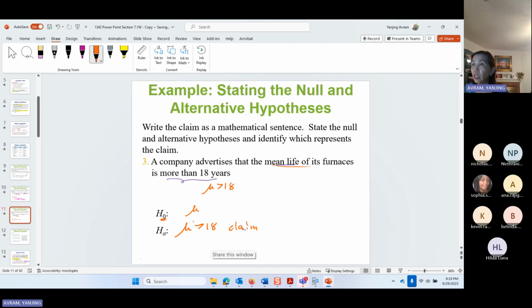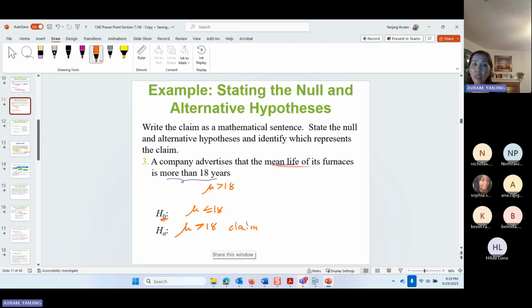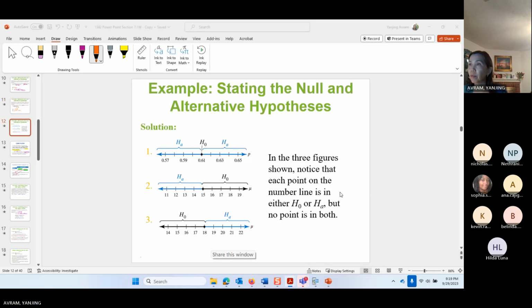So where's the alternative one? Where is the complement one? This is greater than, so my complement will be less than or equal to 18. So you always need to know how to write down the null and alternative hypothesis. This one is so important because we need this whole thing later on.